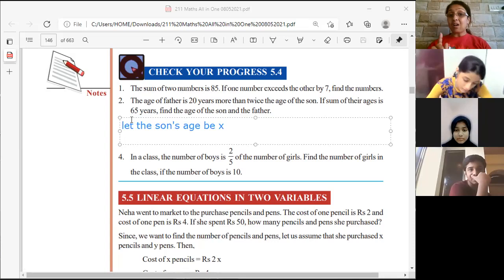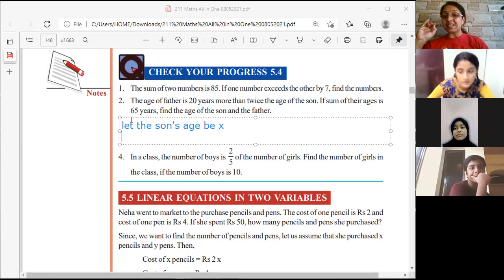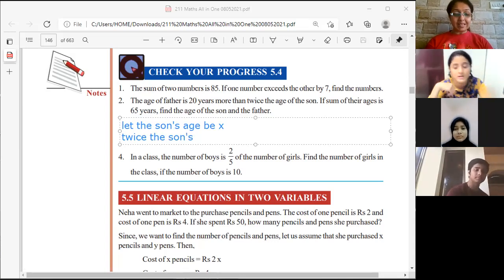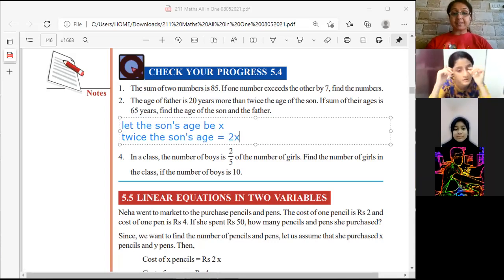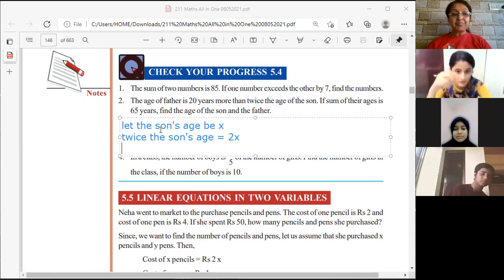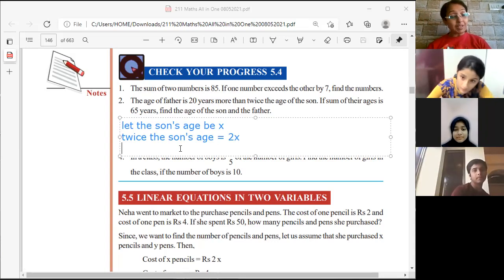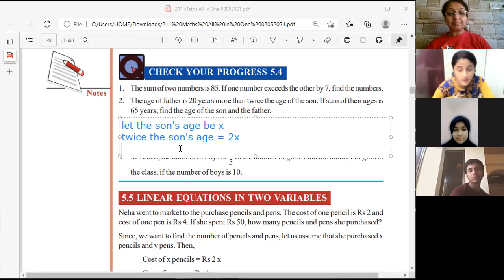Now there is one more phrase here that says twice the age of the son. So if the son's age is x, what will be twice the son's age? 2x. Very good. Twice the son's age is going to be 2x. Now I move to the father's age. The age of the father is 20 years more than twice the age of the son. 20 years more, so what will it be? Plus 20. Plus 20 to what? 2x plus 20. Exactly.